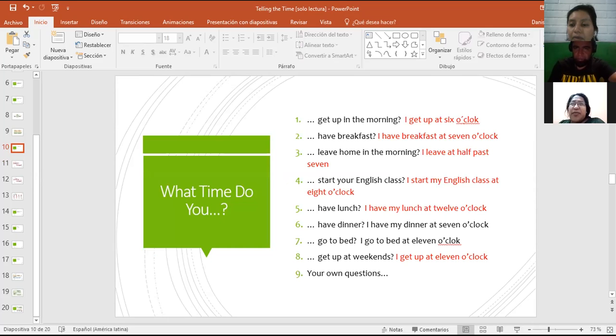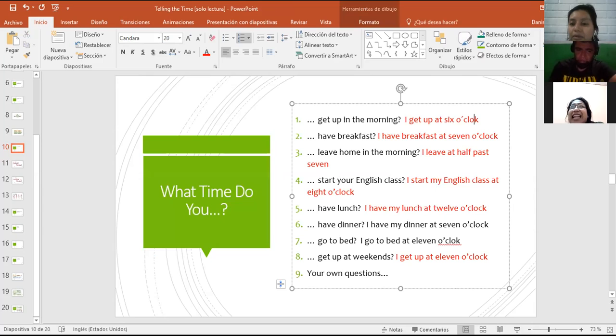Solo para aclarar, aprovechando que estamos aquí solas. Mire, el auxiliar do lo vamos a usar siempre que hagamos preguntas y negaciones. Recuerde que el auxiliar do lo utilizo en el presente simple, ¿ok? Lo utilizo tanto en oraciones negativas como en preguntas. Por ejemplo, si usted me pregunta, what time do you get up in the morning? Ahí el do está actuando como un auxiliar. Y la pregunta está en presente simple. So yo le puedo decir, I get up at 6 o'clock.